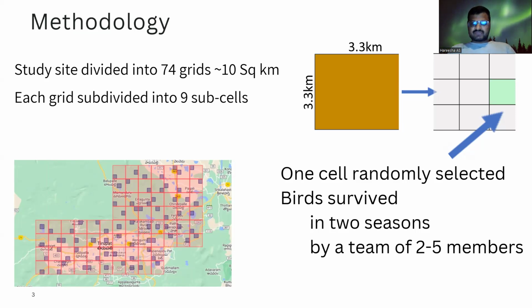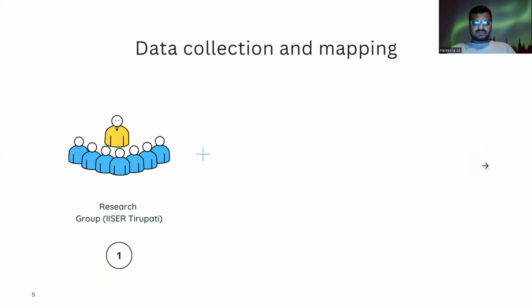The survey was done by teams of 2 to 5 members, with one expert birder in each team. We mostly followed the protocol of morning hours, 6 to 10 a.m., and evening, 4 to 6, where one hour of birding was done in each grid, and we made four checklists of 15 minutes each. The team leader made sure all habitats in those grids were covered. Because of these efforts, we were able to do the survey.